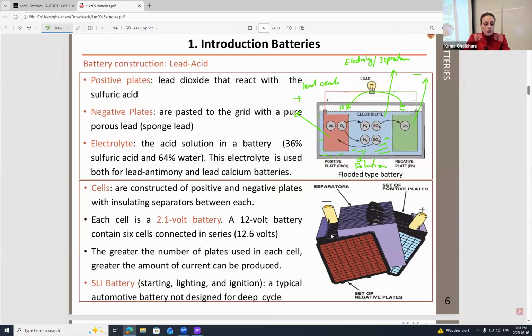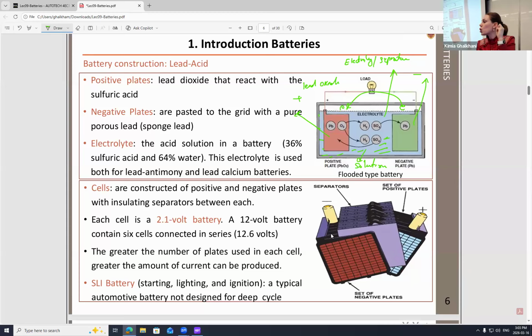Another important factor which I'm going to bring to your attention: the negative electrode in lead acid is a porous electrode. Porous means some spongy form of material which has little holes inside it. Those holes make it easier for the electrons to be connected. That's why we say it has spongy characteristics.